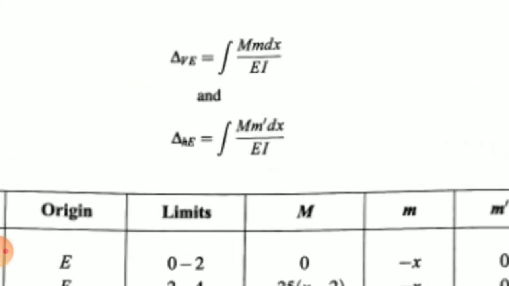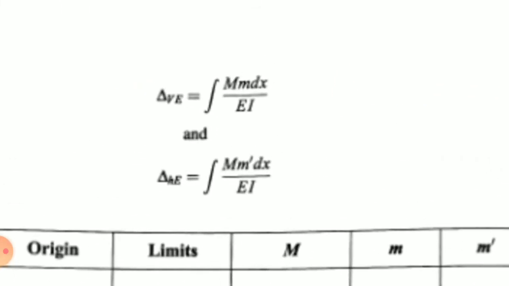So the formula for vertical deflection at C is equal to the integration of capital M, that is moment due to applied load, small m, moment due to unit load, into dx by EI. And for horizontal deflection, it is equal to the integration of M m dash dx by EI, where M is moment due to applied load and m dash is moment due to unit horizontal load, into dx by EI.